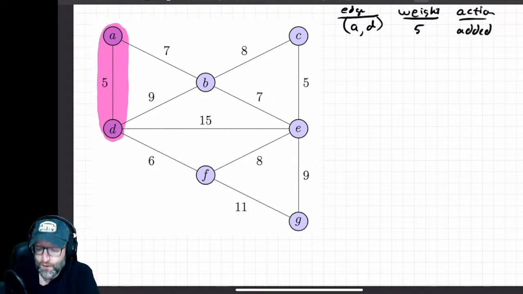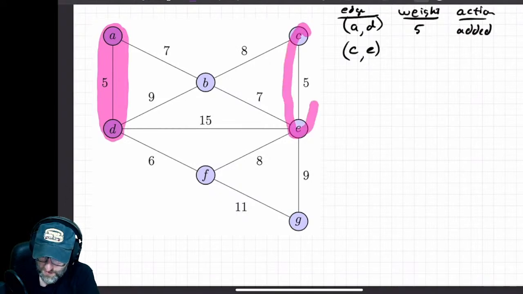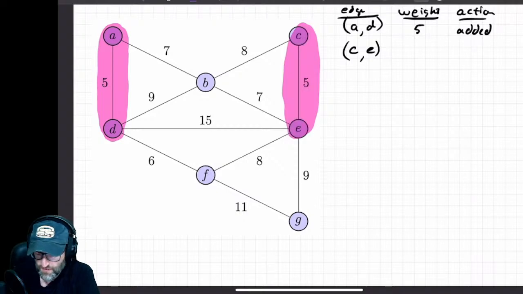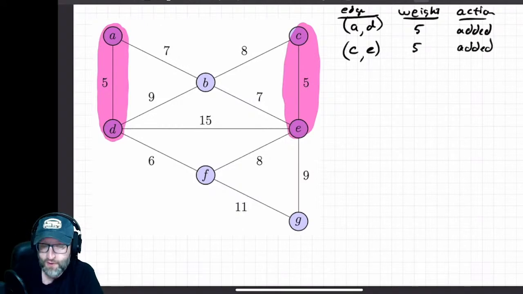I next consider C and E. If I were to add that to my tree, though the tree here is highlighted in pink, would that induce a cycle? No, because they're not even connected. In fact, by adding them, I have now created a forest. Right? I've created two trees, each with two nodes and one edge in it. So I'll go ahead and add that. It does not induce a cycle. It does not create a cycle.